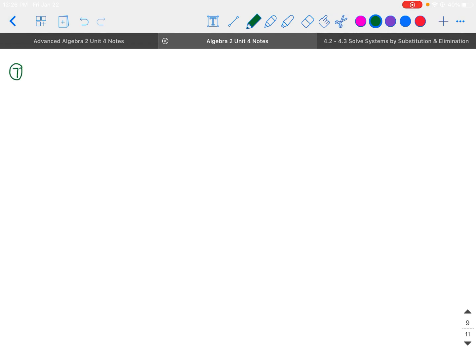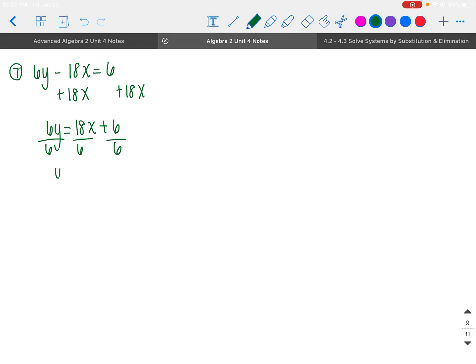Question 7. So in order to find slope, we have to be in slope-intercept form, which means we got to get y by itself. So first thing I want to do is add 18x to both sides to get 6y equals 18x plus 6. And then we divide everything by 6 to get y equals 3x plus 1. And the slope is the number in front of the x. So 3.